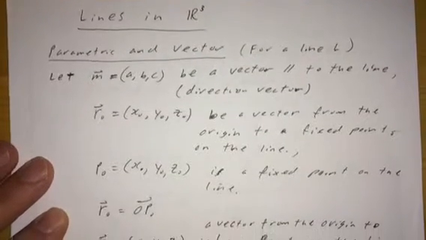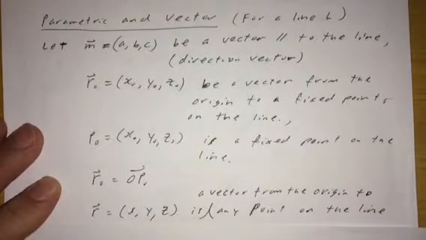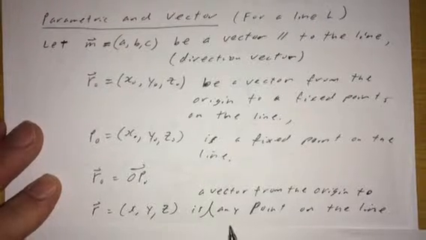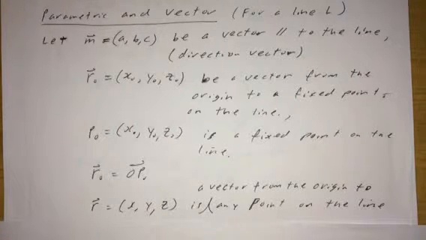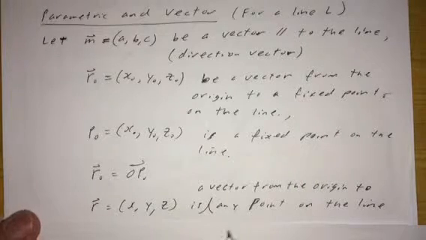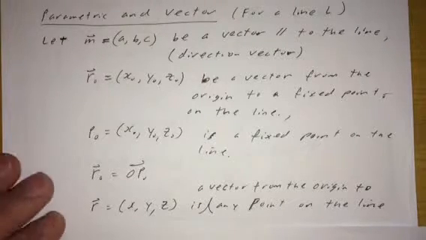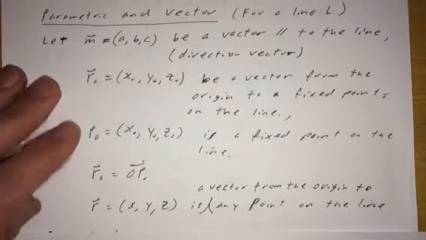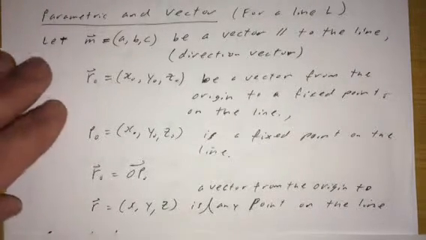Okay, and R, well, I messed up here a little bit, so I have to fit in some words here with this little arrow here. So R is any point on the line. So R is a vector from the origin to any point on the line, the x, y, and z, the variables. So it's a vector from the origin to any point on the line, and this is where we're going to get our vector equation now. So we're going to relate R in terms of R naught and M.